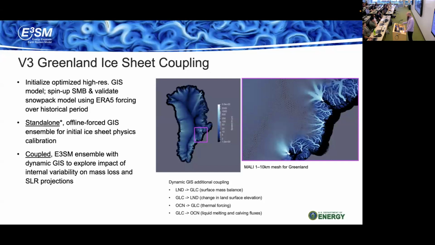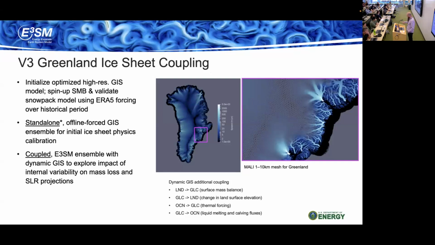So the steps towards this Greenland ice sheet coupling are, first, we run a long, I think, 600-year ELM spin-up with advanced firn snow physics to get better surface mass balance. This is for validation, and it's going to be used to force the Greenland ice sheet model.